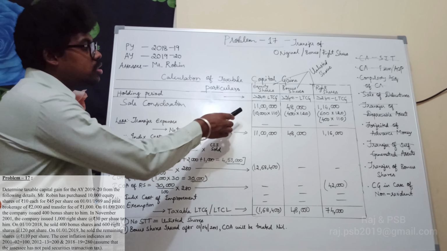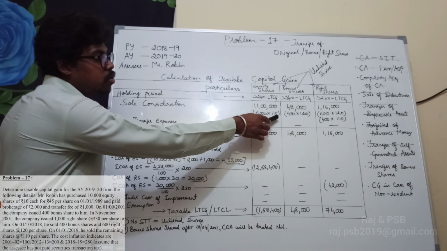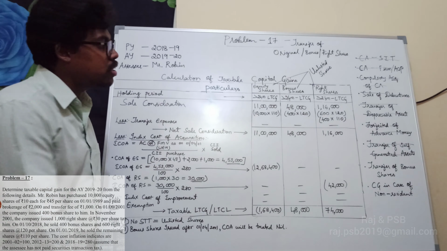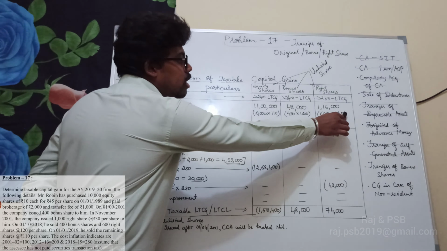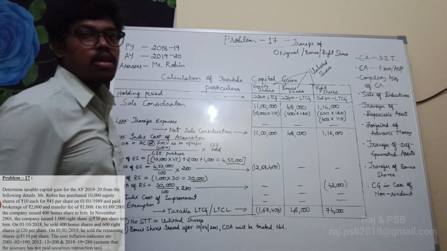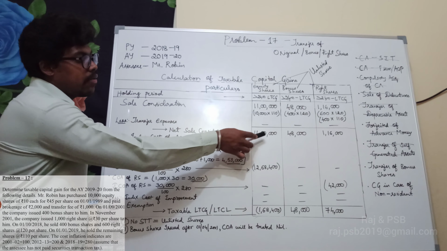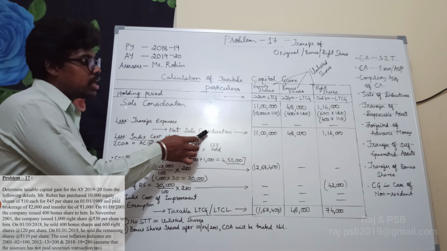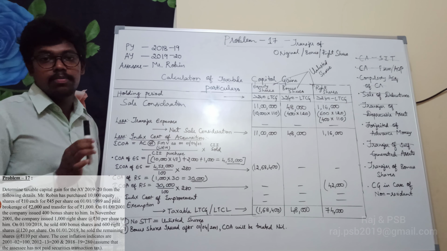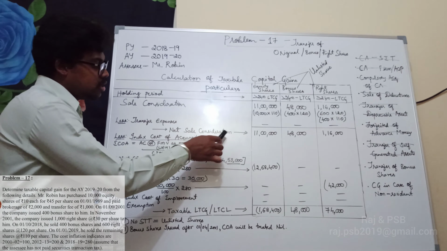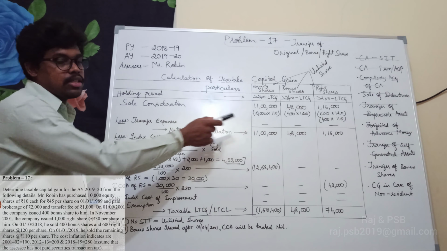Okay, so the total is 10,000 into 110 is 11 lakh, 400 into 120 is 48,000, and 600 at 120 and 400 shares at 110, that is 1,16,000. So total is 11 lakh, 48,000 and 1,16,000 is treated as net sale consideration, and there is no transfer expenses while selling the shares. So the net sale consideration will be as follows.